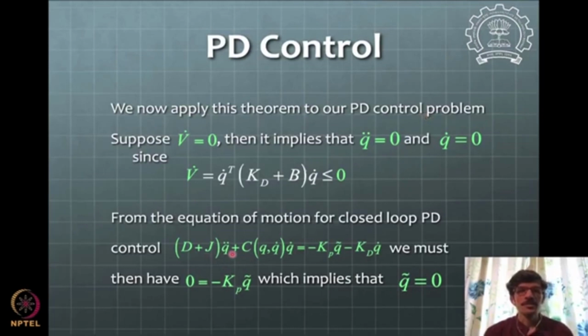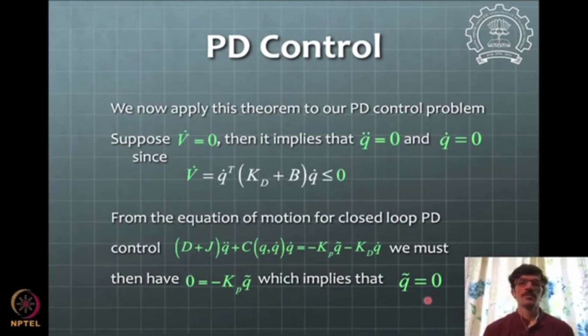So then I see this in the system equation. In the system equation, wherever q double dot is there, I put that to be 0, and wherever q dot is there, I put that also to be 0, and then what remains is this control term here. And in that q dot again is equal to 0. So this means that kp times q tilde is equal to 0, and this implies that our q tilde should be equal to 0, and q tilde is the error between the desired and actual trajectory.